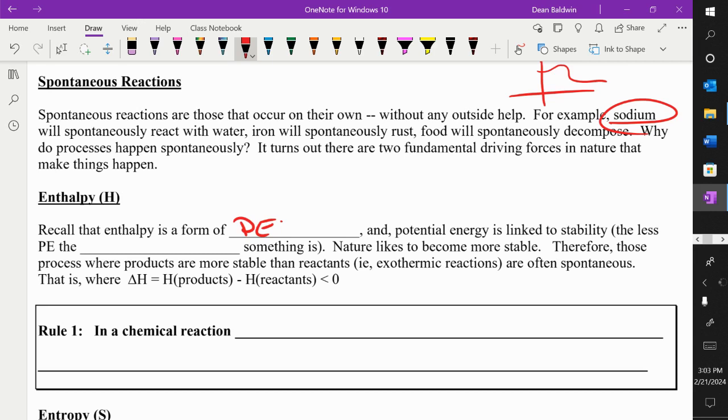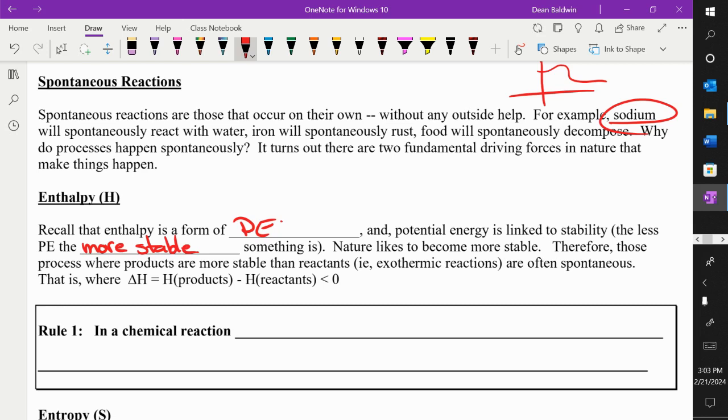The lower the potential energy, the more stable something is. So on a potential energy diagram, the lower you are, the more stable. That's why exothermic reactions, we tend to say, especially in grade 11, that they were spontaneous reactions, because you're going to a lower energy state.